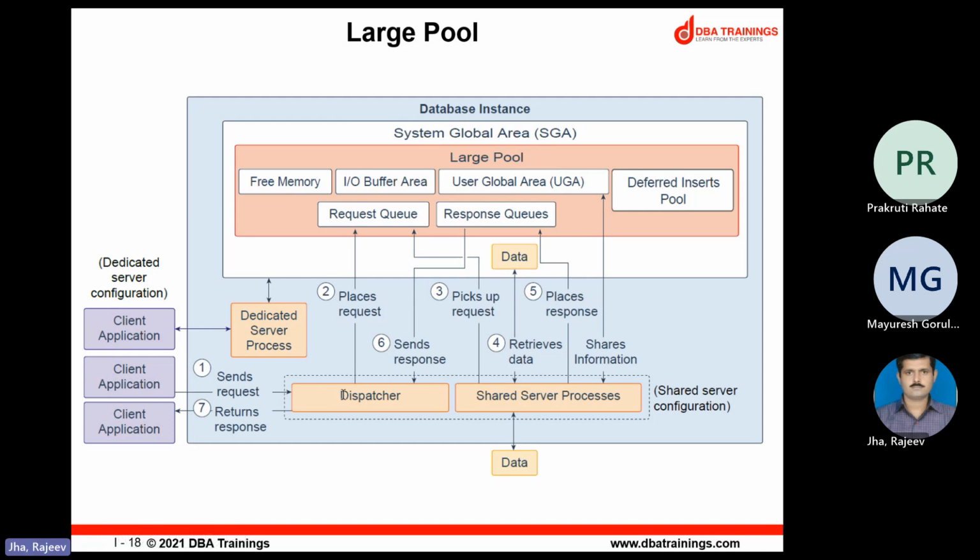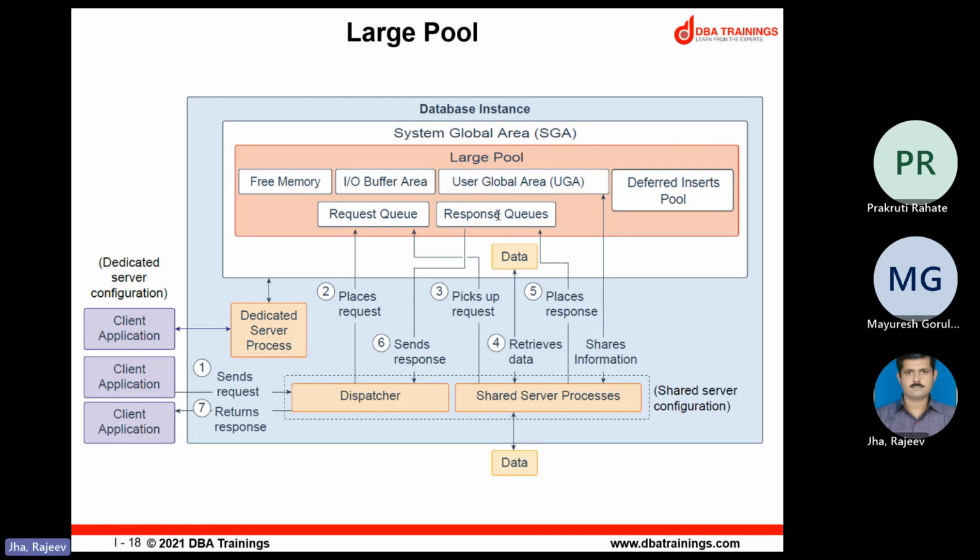Now the dispatcher places the request on the request queue in the large pool. So here the large pool is touched for the first time in my database within the memory. The request is picked up by the next available shared server process, and that shared server process checks the common request queue. Got it? So this is a new request. They will pick up requests on a first-in, first-out basis: whose request comes first, they give the response first. So it will come into the response queue. Clear? And based on that, it will process it.